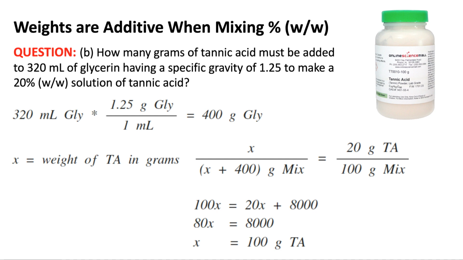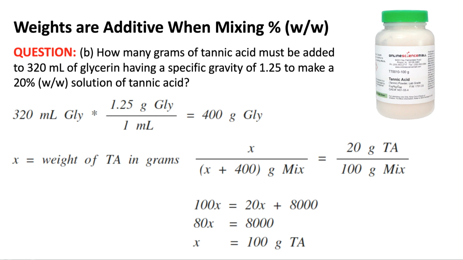Now, looking at the far right, what's different here is that we were told we have a 20% weight per weight solution. So on top would be 20 grams of tannic acid for every 100 grams of mix. I'd set that equal to, again, X on top, since X represents the weight in grams of tannic acid. And the denominator is still the same. My final mixture will be the weight of whatever tannic acid that is, plus the 400 grams of glycerin.